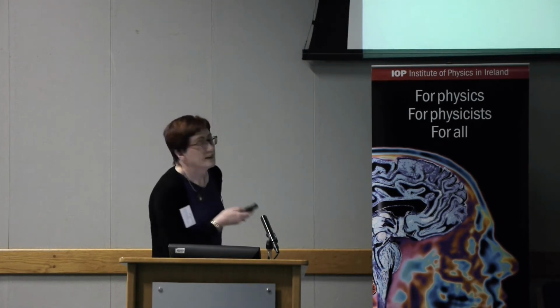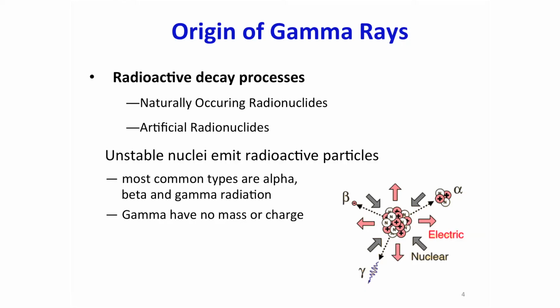Okay, so unlike alpha and beta radiation, gamma rays don't have any mass because they're just a photon of energy, nor do they have any charge. And this can make it difficult to detect them.